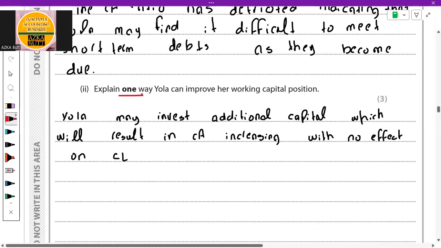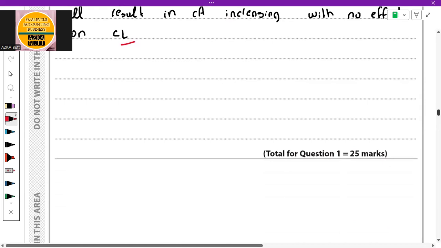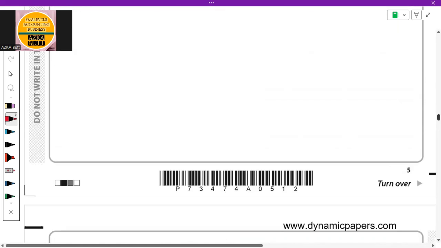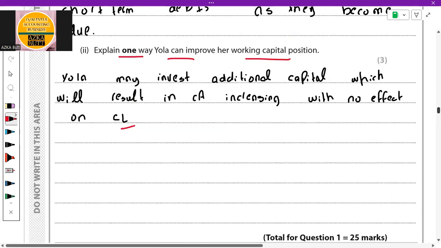The second question is to explain one way YOLA can improve her working capital position. YOLA may invest additional capital, which will result in current assets increasing with no effect on current liabilities. If they invest some more money into the business, they can increase their current assets without increasing their current liabilities. Because if they take a bank overdraft or a loan, they are increasing their current liabilities.